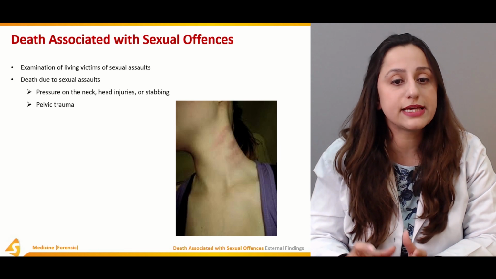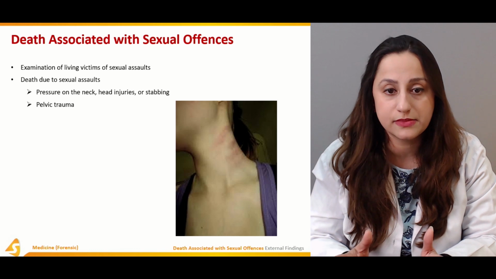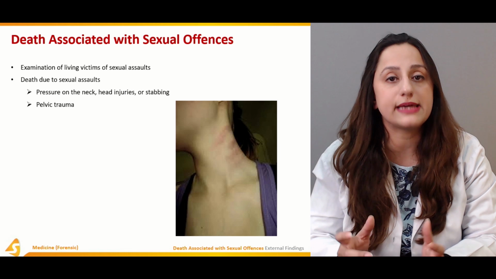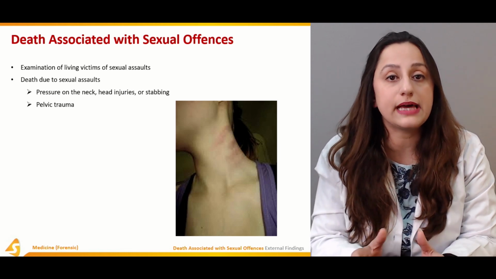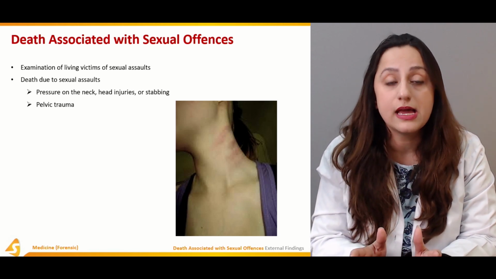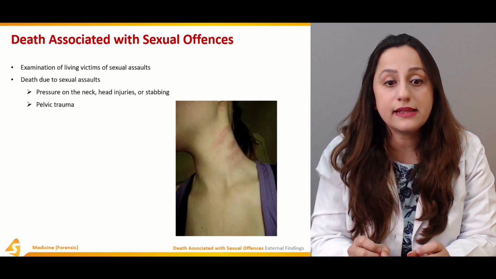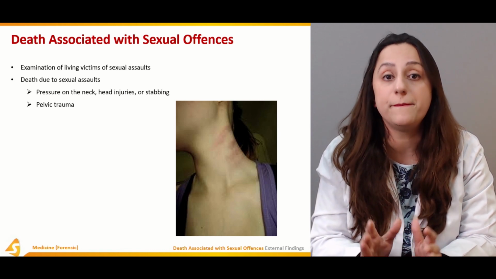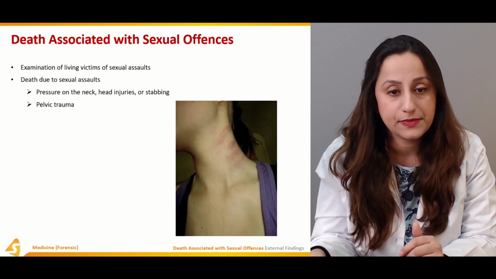Now, the deaths due to sexual assaults, what are the findings? What are the usual findings in the victim? They have pressure marks on the neck, head injuries, or even stabbing, which is very common. For example, if there is a sexual assault, the stabbing would be related to the sex-related organs. For example, even the breast and the pelvic regions are going to be stabbed. And then the pelvic trauma is very important. Pelvic trauma can be of a major fatal kind in all of these sexual offenses.